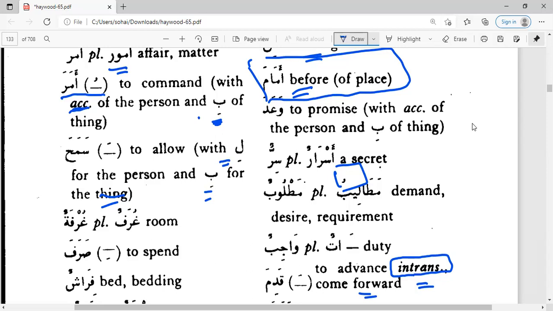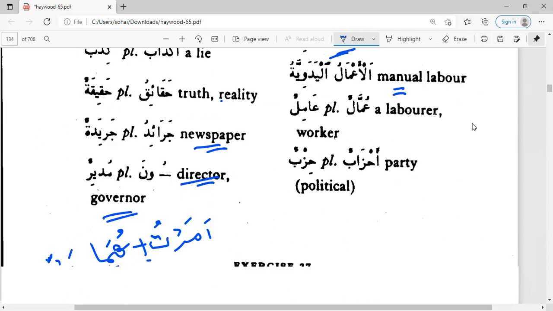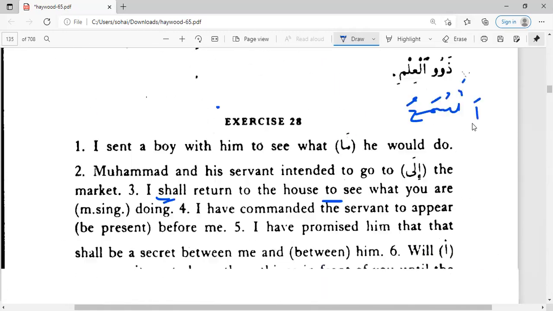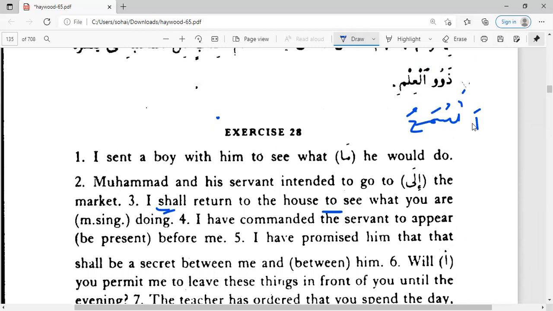So here he says, "will you permit me?" Me is the object, a person, so we're going to use li, the harf jar or preposition. I think he wasn't present for that part of the lesson. So atasmahu, and then atasmahu li. Li is the attached pronoun. And we said there's a particle, so we use an.